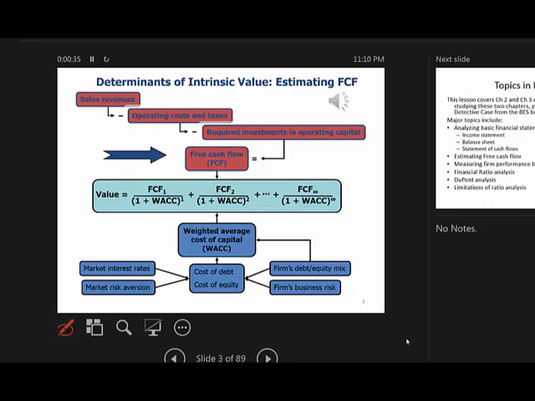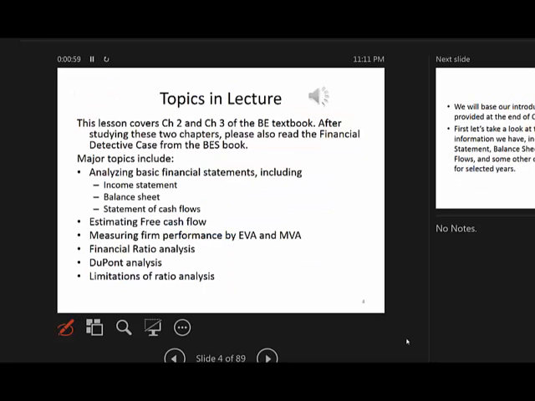The formula in the middle says the value of an asset is the total present value of all its future cash flows this asset can generate, discounted by the cost of capital, WACC. Today's lecture is about the upper part of this chart, the company's ability to generate free cash flows. In this lecture, we cover Chapter 2 and Chapter 3 of the Brigham and Ehrhardt textbook.